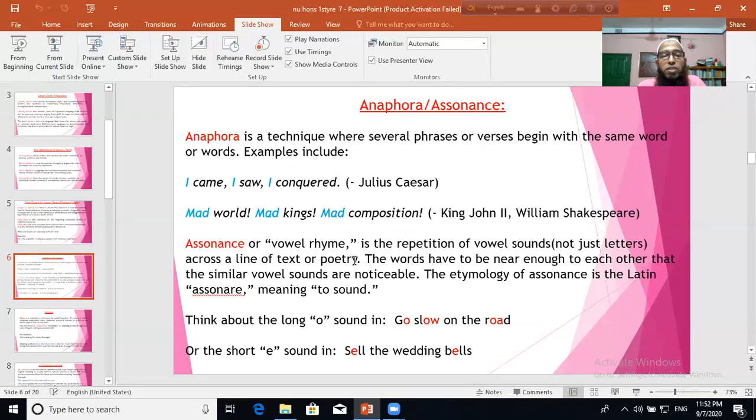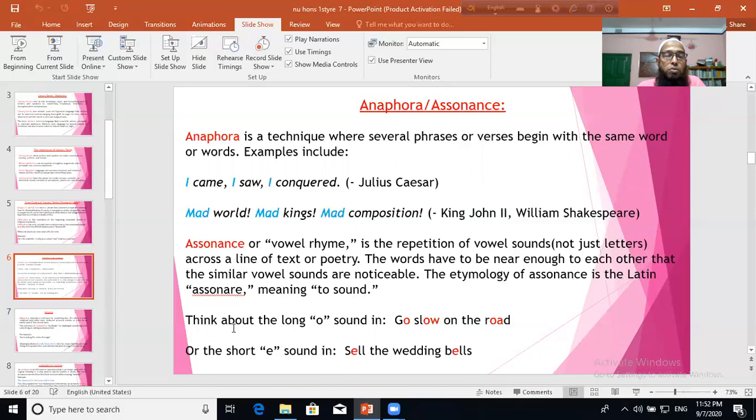Across a line of text or poetry, the words have to be near enough to each other that the similar vowel sounds are noticeable. The etymology of assonance is the Latin assonare, meaning to sound. That means the word assonance has been derived from the Latin word assonare, that means to sound.